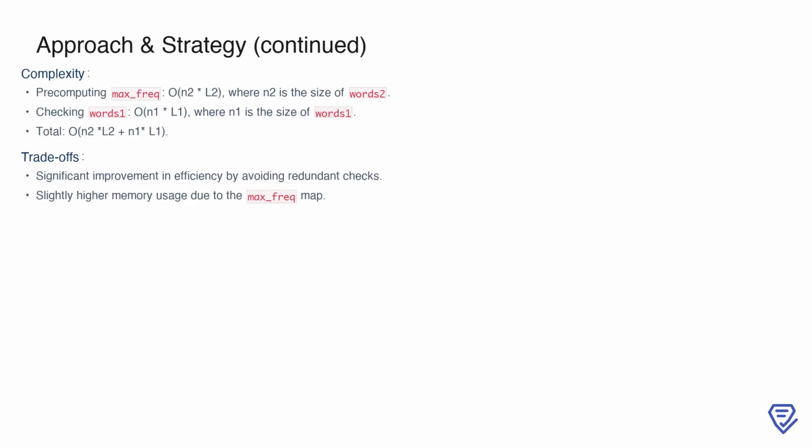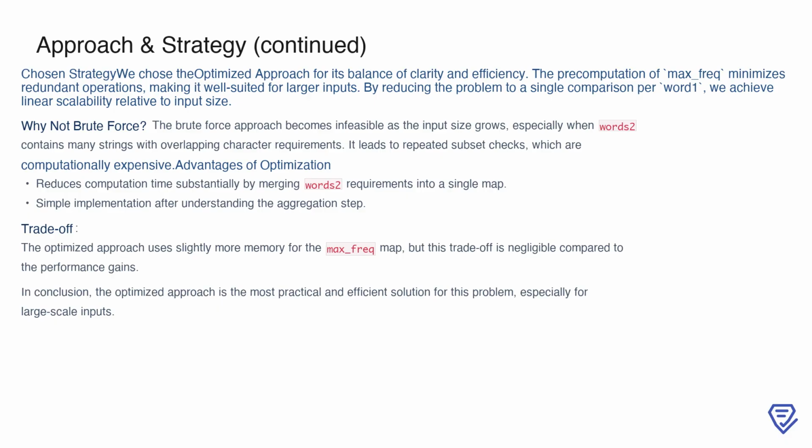However, the trade-off is a slight increase in memory usage due to the additional storage required for the max_frequency map. Despite this, the memory overhead is minimal, especially when compared to the performance gains. By avoiding redundant checks and aggregating the requirements into a single map, we achieve a much more scalable solution for the problem. Given these considerations, we chose the optimized approach for its balance of clarity and efficiency.